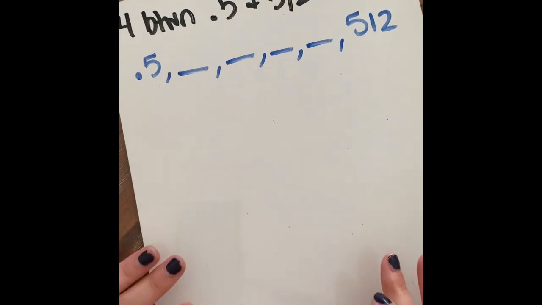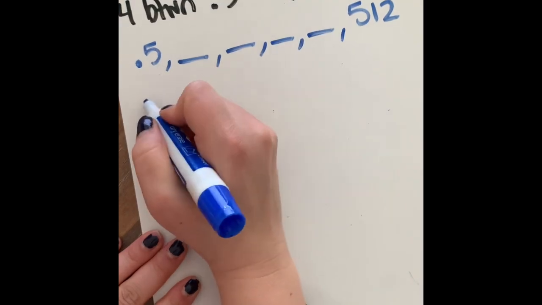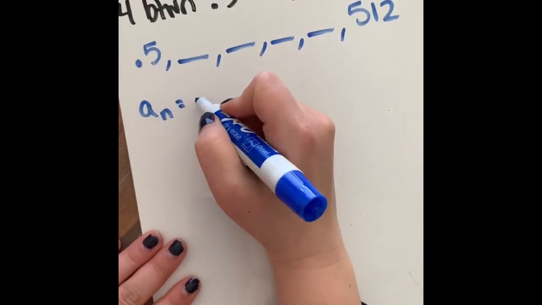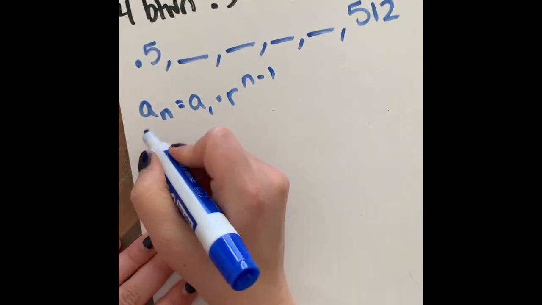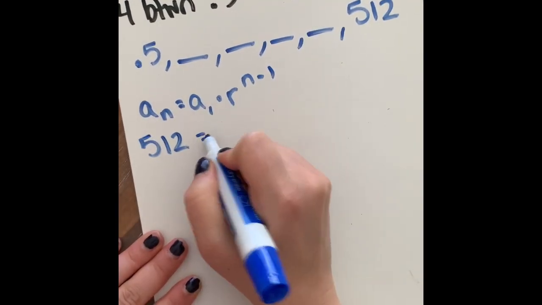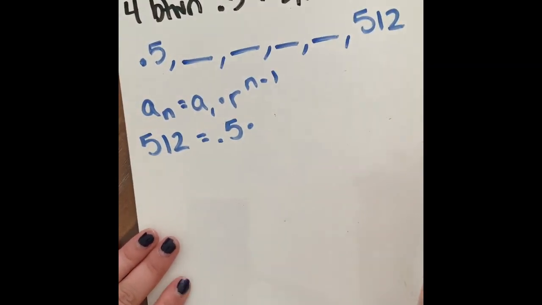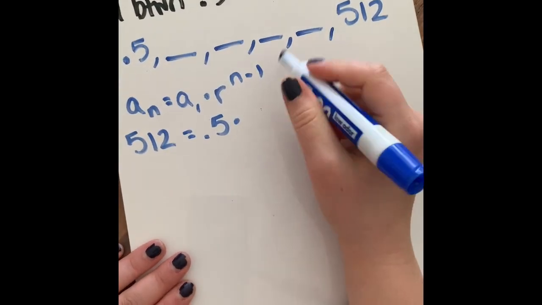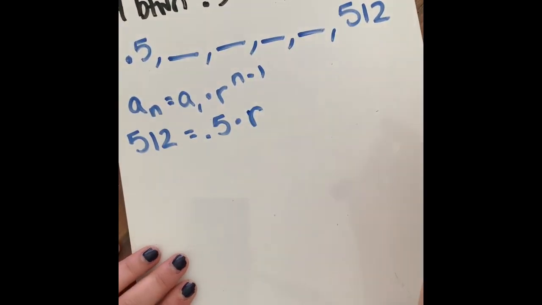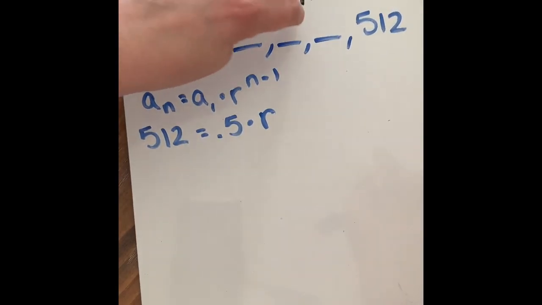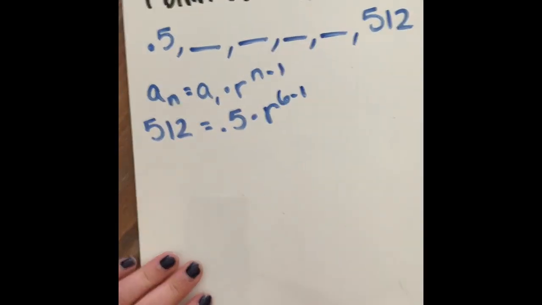Now, once again, this is geometric because the question says so. So we have to plug into the geometric formula. A sub n, the last term, is 512. My first term is 0.5 or 1/2, however you want to enter it. And I'm just going to keep it as the problem says. And then times r, which we don't know, which is what we're going to have to find, to the n minus 1. Now, 512 is the 1, 2, 3, 4, 5, 6th term. So we're going to plug in 6 minus 1.